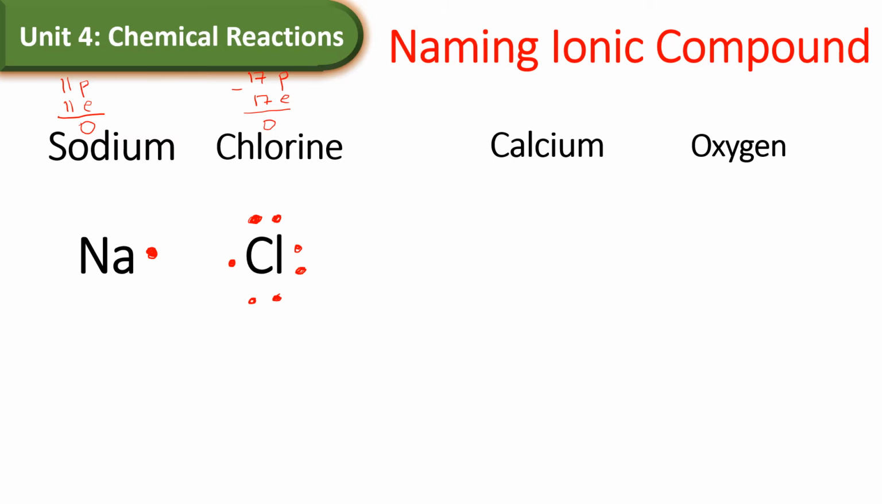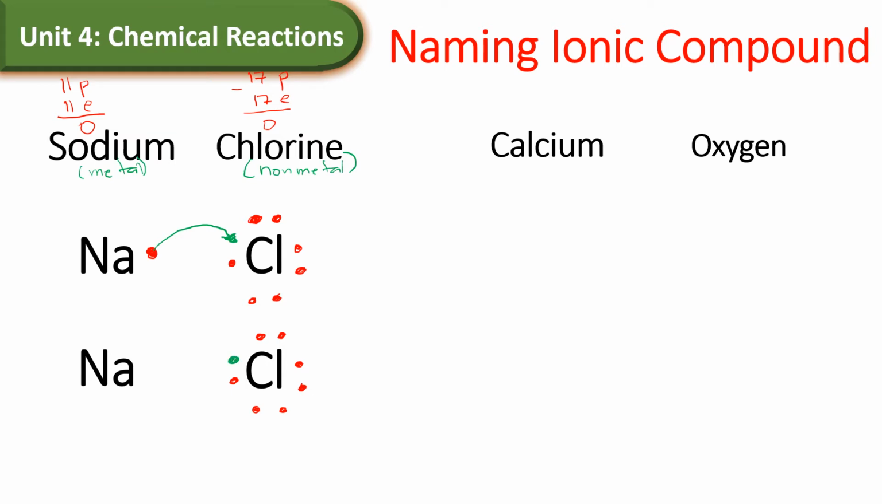So in your ionic bonding, sodium is a metal, right? And chlorine is a non-metal. So it's okay for the metal to give its one valence electron to the non-metal. So what will happen? This valence electron here will be moved to your chlorine. So it will appear like this. Your chlorine now has a full set. 1, 2, 3, 4, 5, 6, 7, and 8.